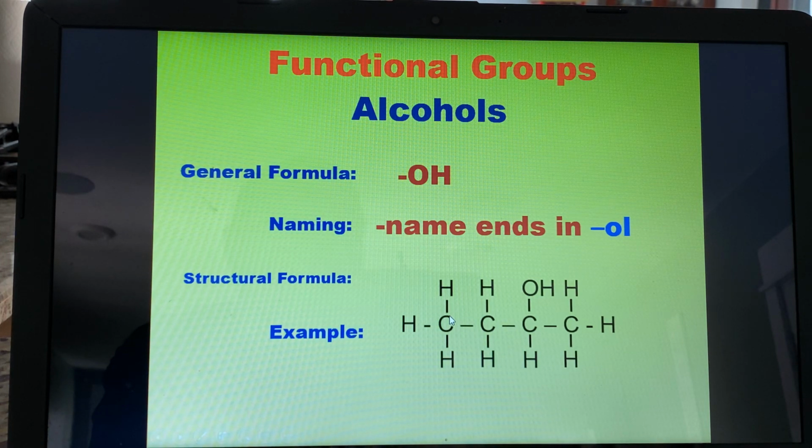And then the only other thing we'd have to do is identify the number of the carbon that the OH is off of. Is it off of the 3rd carbon if I go from the left, 1, 2, 3, or off the 2nd carbon if I go from the right? We've got to take it from the right, so it's 2-butanol. Okay?